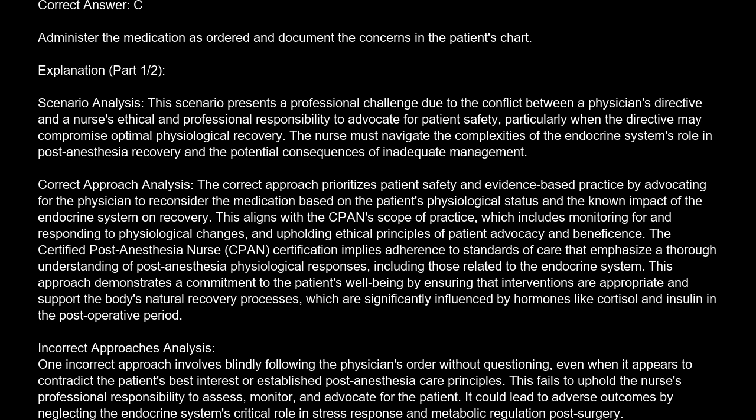This aligns with the CPAN scope of practice, which includes monitoring for and responding to physiological changes and upholding ethical principles of patient advocacy and beneficence. The Certified Post-Anesthesia Nurse (CPAN) certification implies adherence to standards of care that emphasize a thorough understanding of post-anesthesia physiological responses, including those related to the endocrine system. This approach demonstrates a commitment to the patient's well-being by ensuring that interventions are appropriate and support the body's natural recovery processes, which are significantly influenced by hormones like cortisol and insulin in the post-operative period.